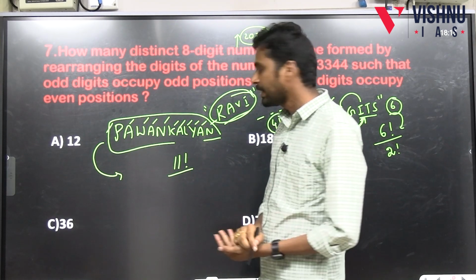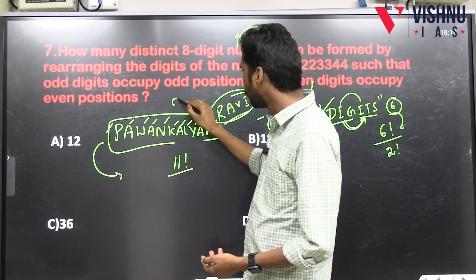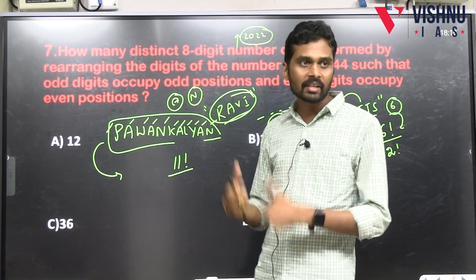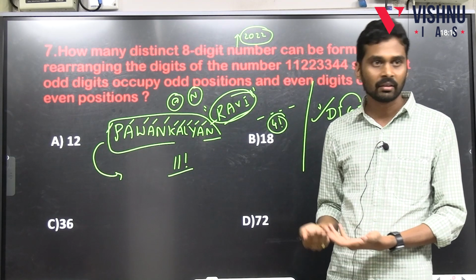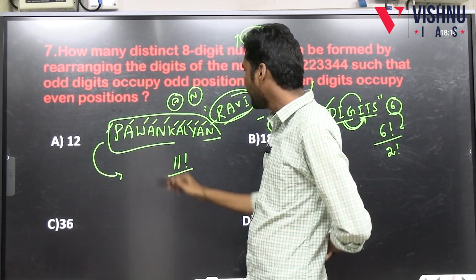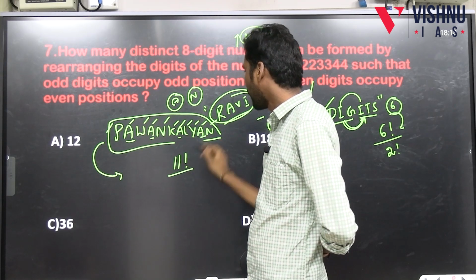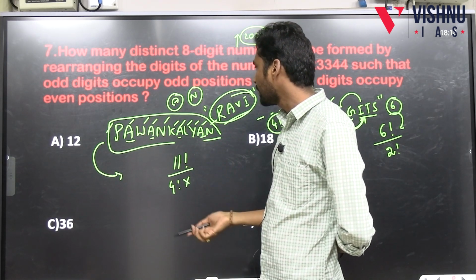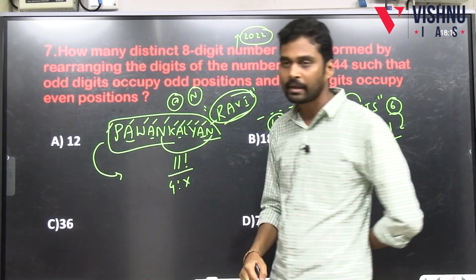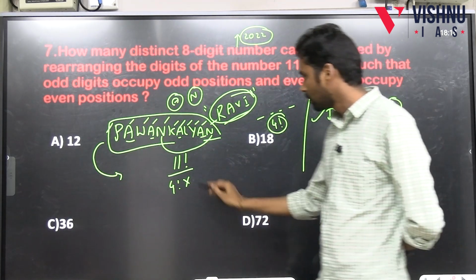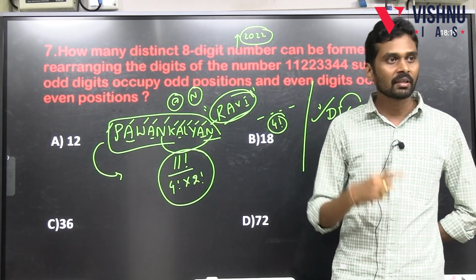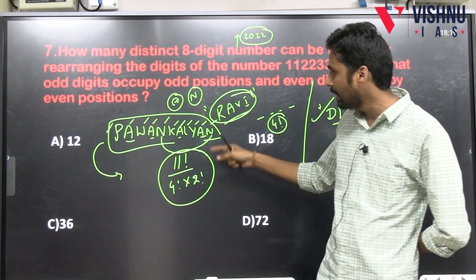which letters are repeated? Is it only the letter A? N is also repeated, right? We have to consider all the letters which are repeating. So A is repeating how many times? 4 times. So we can write 4 factorial into which other letter is repeating? N is repeating. N is repeating how many times? 2 times.